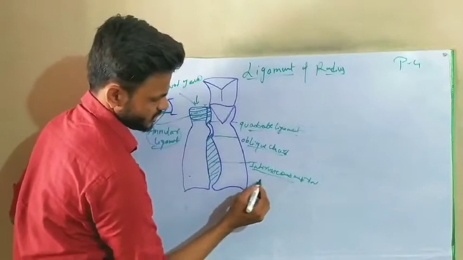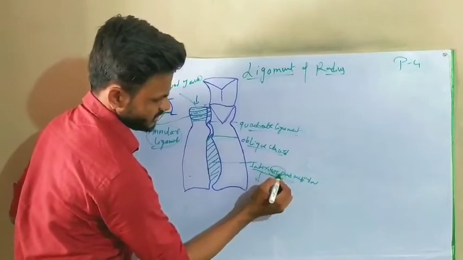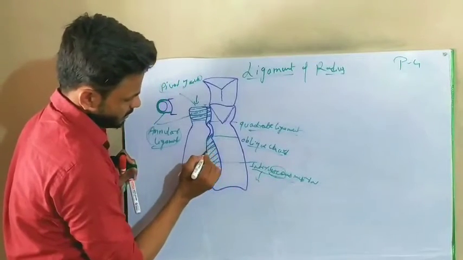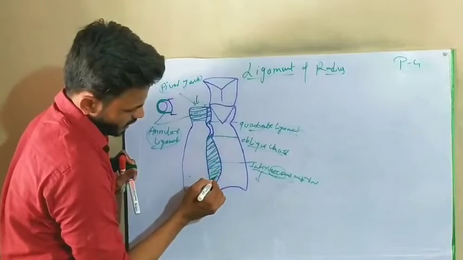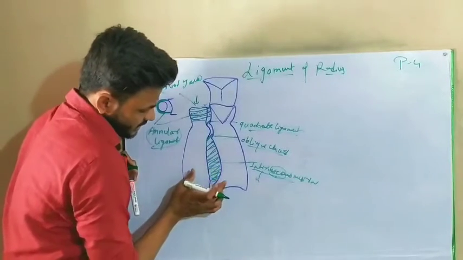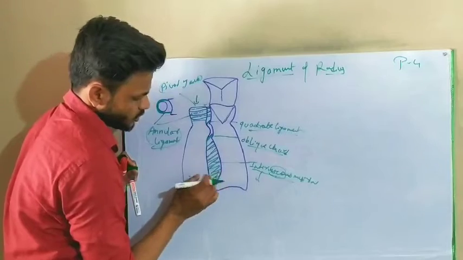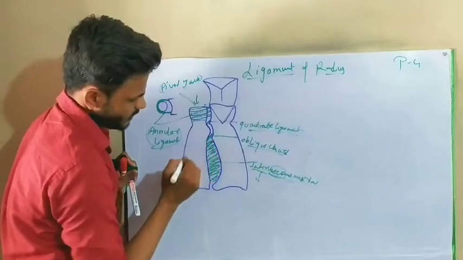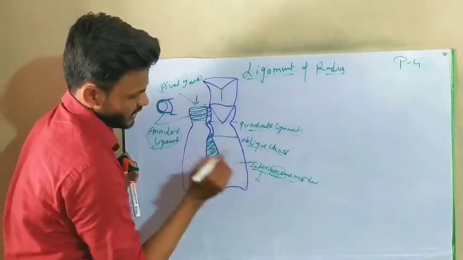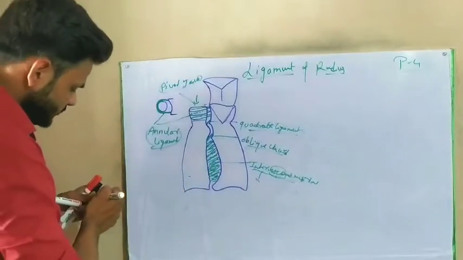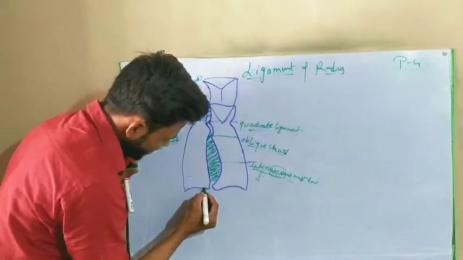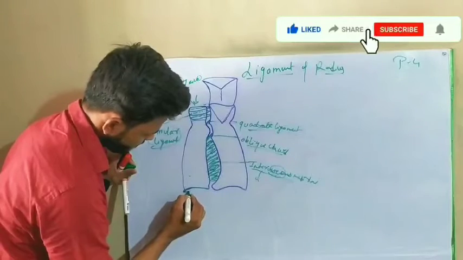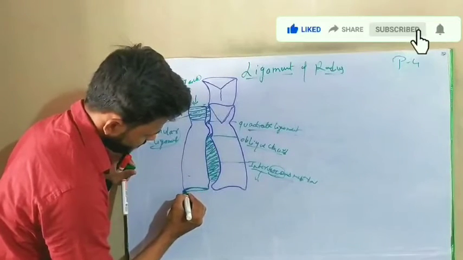What is the meaning of interosseous? Inter means in between, osseous means bone. Means a membrane between two bones; this membrane is called the interosseous membrane. This membrane holds two bones together. And our capsular ligament covers the distal end of the radius.